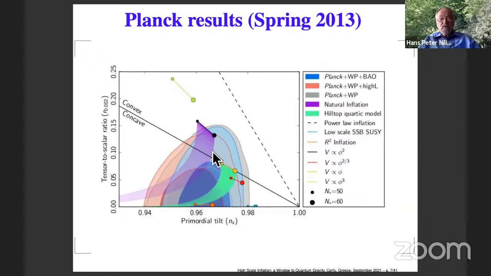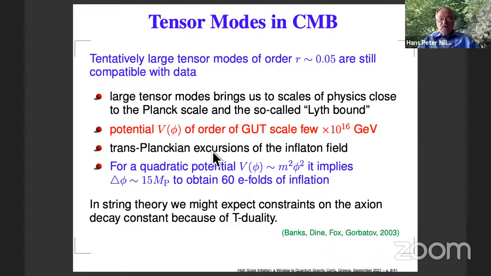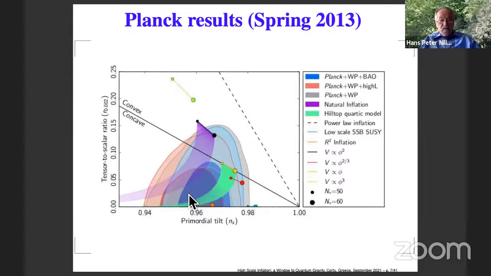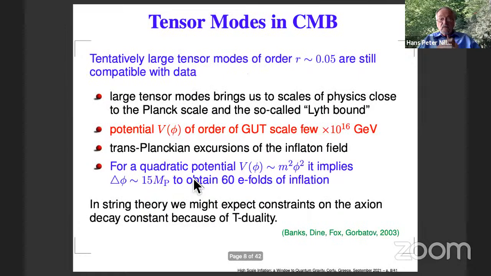So these large tensor modes, let's say of order r up to 0.05, are certainly allowed. If we are here, we have this 0.05, we have large tensor modes, and this brings us to physics at the Planck scale. The potential has a size of order 10 to the 16 GeV, and there is a trans-Planckian excursion of the inflaton field. So in fact, for a quadratic potential to lead to a flat potential with 60 e-folds of inflation, the phi has to move 15 times M Planck. So this is something where now you see the phi field is trans-Planckian.